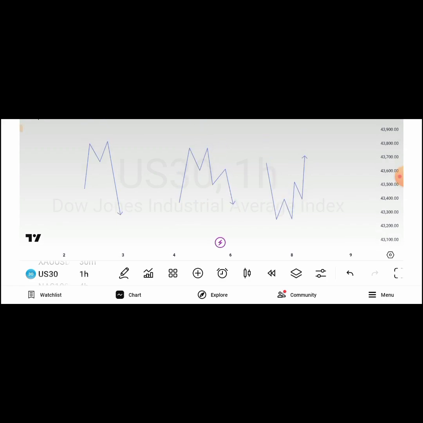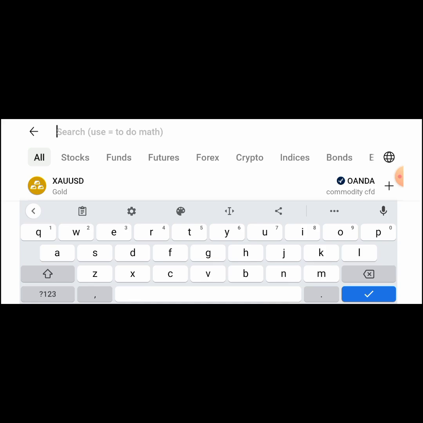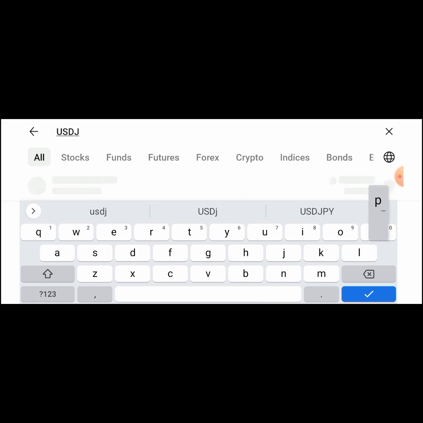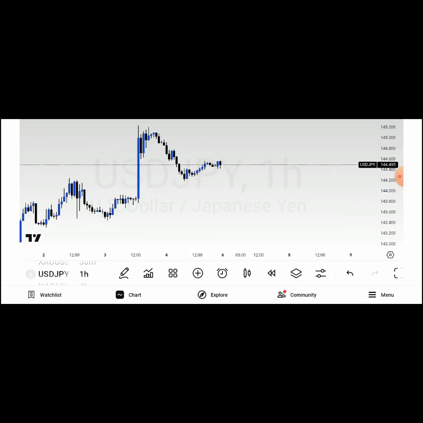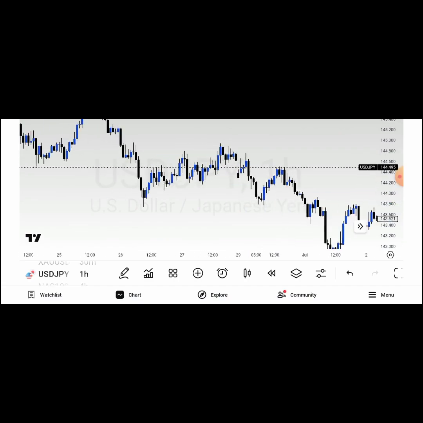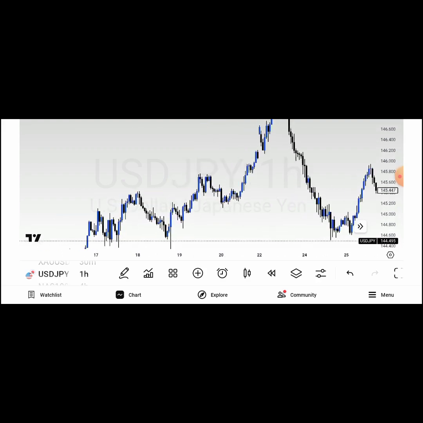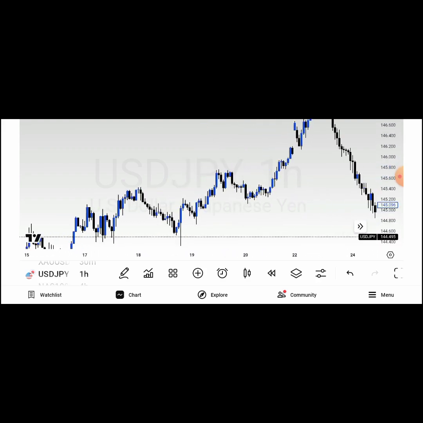I don't know if we can find it in the market. Let's try to find it. Let's go to USD JPY and try to look for whether we'll see a double top or a double bottom.